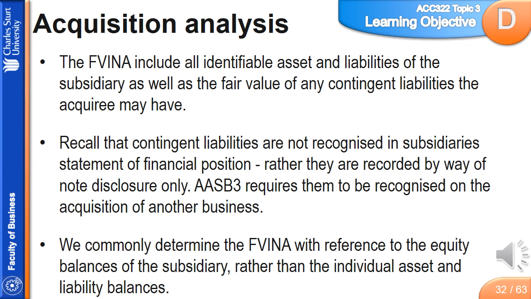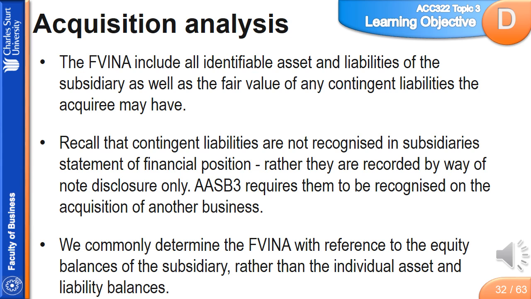The first 2 points on this slide just re-emphasize what I was discussing on the previous slide. So there may be some new assets and/or liabilities recognized as part of the acquisition because they now meet the recognition criteria, and they've got to be recognized at fair value, not their cost value. So if there's a difference, it needs to be adjusted. Now the third point here says we commonly determine the fair value of identifiable net assets with reference to the equity balances of the subsidiary rather than the individual assets and liability balances. And why is that? Because they're the same thing.